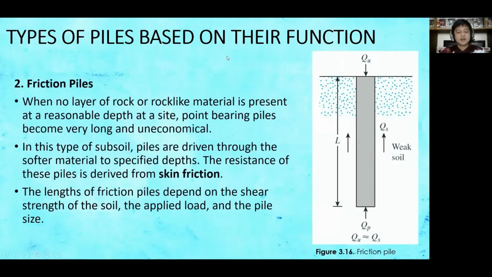Second is the friction piles. There is no layer of rock or strong soil, thus it is dependent on the friction between the pile and soil. For this type, it may require longer piles or piles with a large surface area, because again, it is dependent on the friction between the side of the pile and the soil.